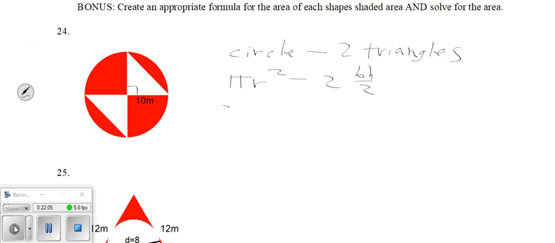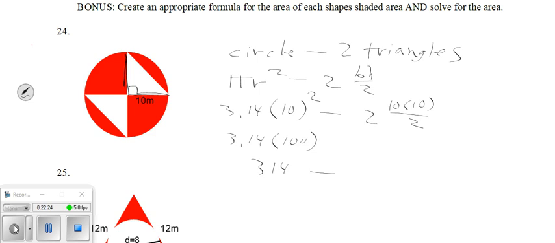We have 3.14 multiplied by the radius squared. Take away 2. The base of the triangle is 10. The height of the triangle is also 10. So we have 10 by 10 divided by 2, or 3.14 multiplied by 100, or 314. Take away 2 by 100 divided by 2, which is 2 times 50, which is 100, which means the total surface area of the red in that particular circle is 214 square meters.